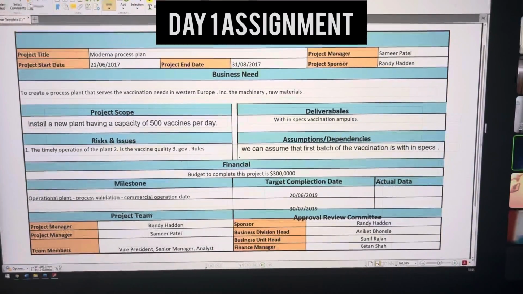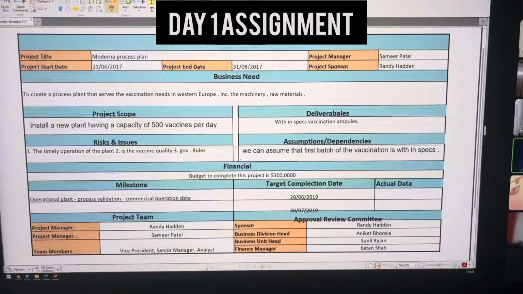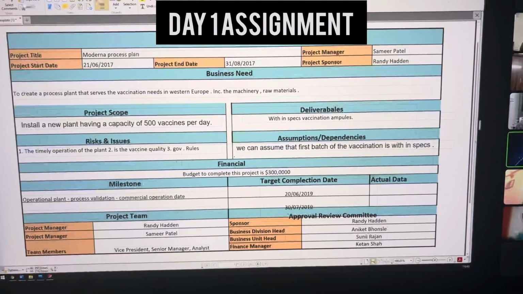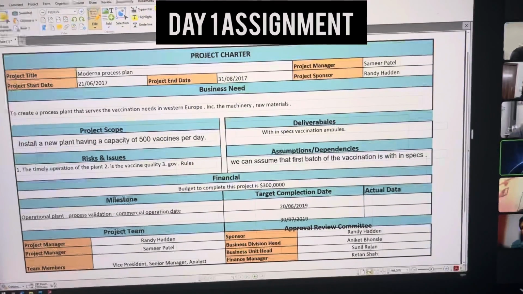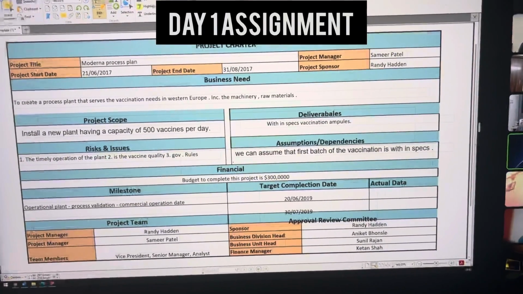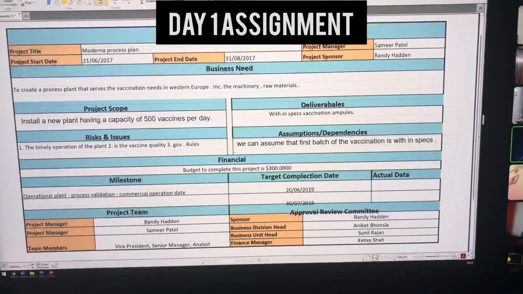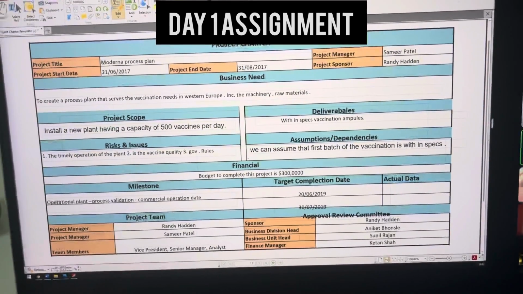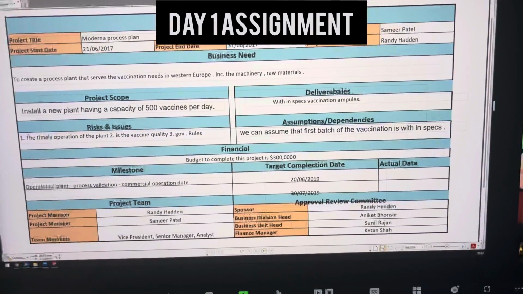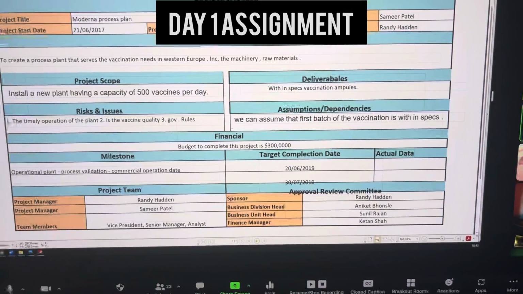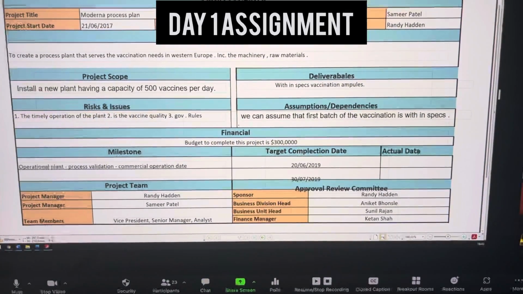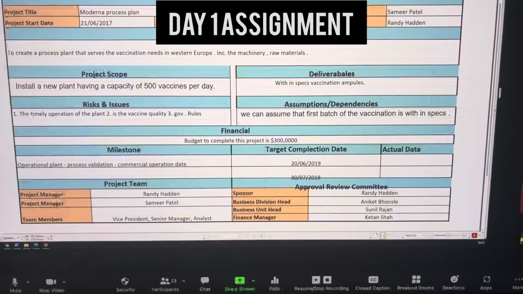Project scope is installation of the new plant, and 500 vaccines per day is the target. Deliverables are vaccination ampules within specs. Risks and issues are timely operation of the plant, vaccination quality, government rules. Assumptions are that the first batch of the vaccination is within specs. Milestones are operation plan, process validation, commercial operation date. Target completion date is after 2 years, 2017 till 2019.